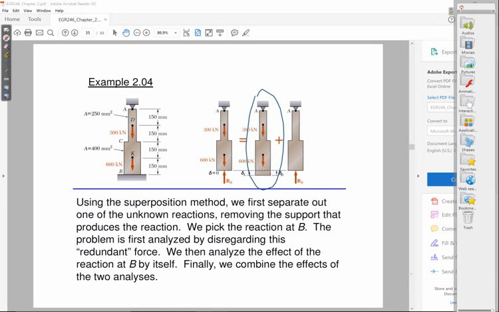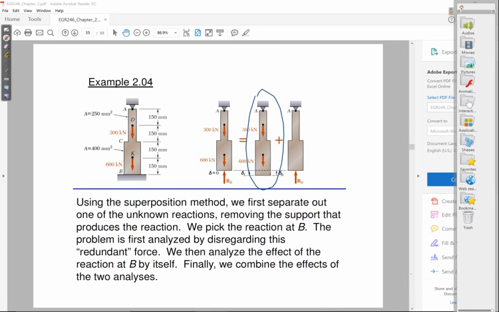Can everybody see that this problem is statically determinate? The reaction at A is the only unknown now, and it's going to be 300 plus 600. That's 900 kilonewtons, and it has to be 900 kilonewtons up because the 300 and the 600 are down. So that's one effect I look at: the applied forces.